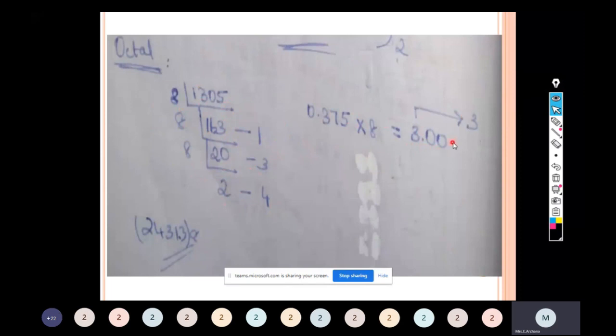3 is taken, and then the answer for 1305.375 will be 2431.3 to the base 8.